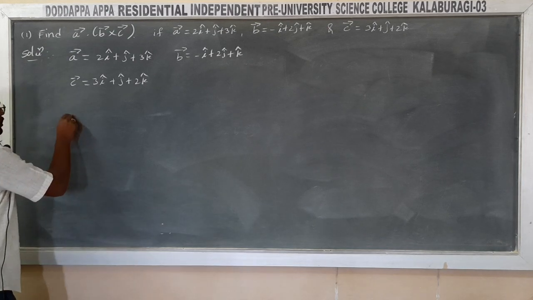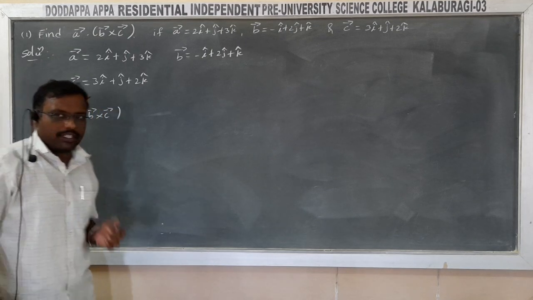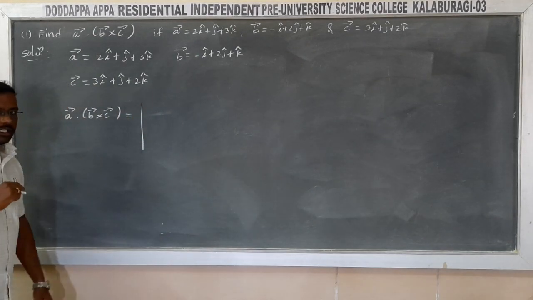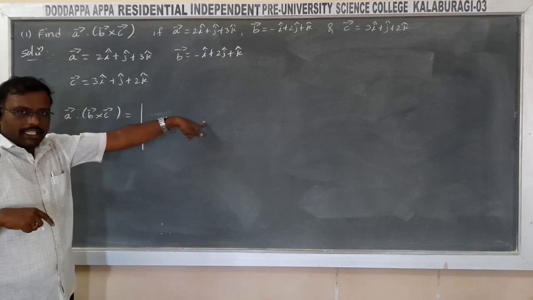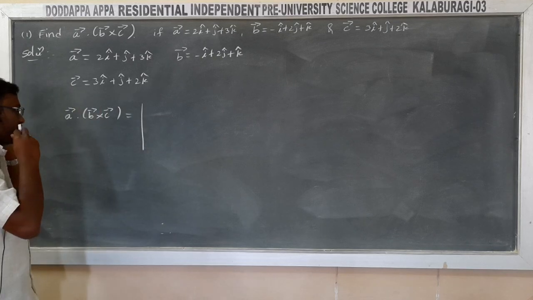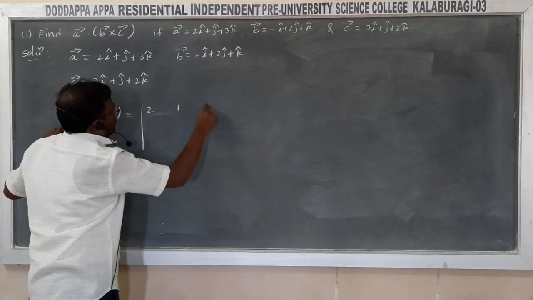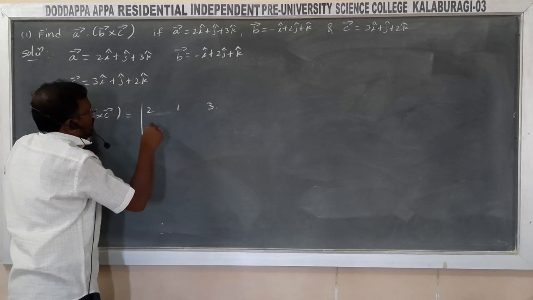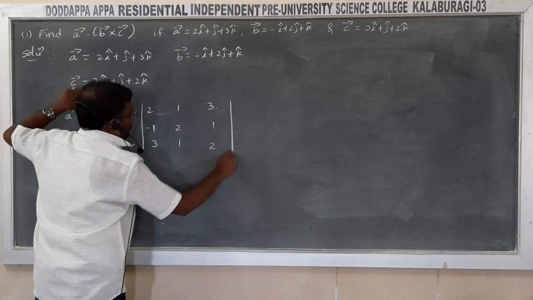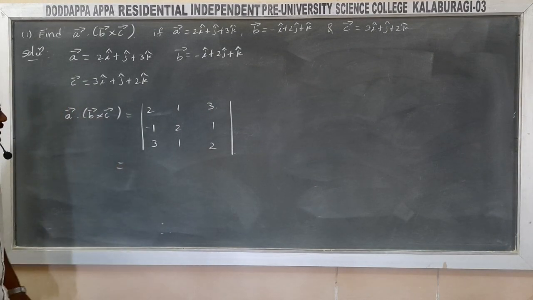Next, you have to find out vector A dot of vector B cross vector C. As usual method, we know how to find this one: A1 A2 A3, B1 B2 B3, C1 C2 C3. Okay. So, what about the vector A value? 2, 1, 3. Vector B value -1, 2, 1. Vector C value 3, 1, 2. Okay. Now you can find it using the determinant.